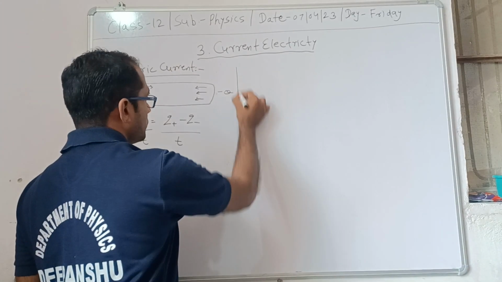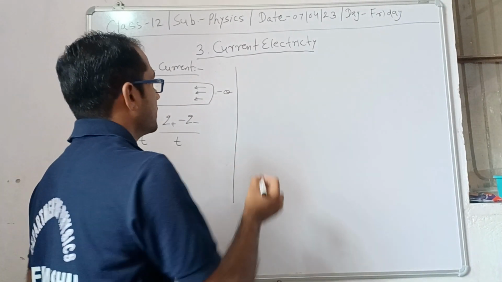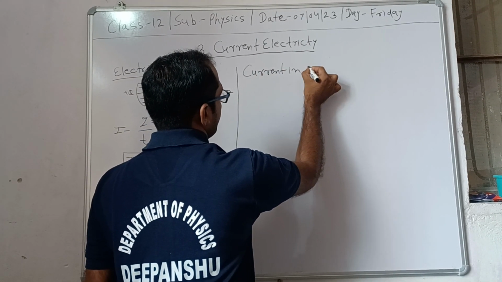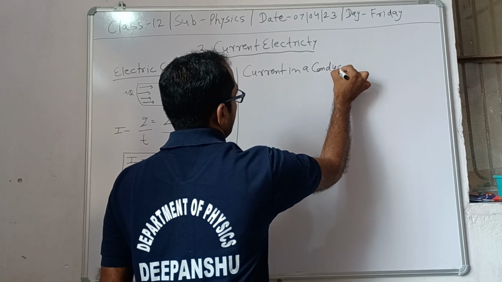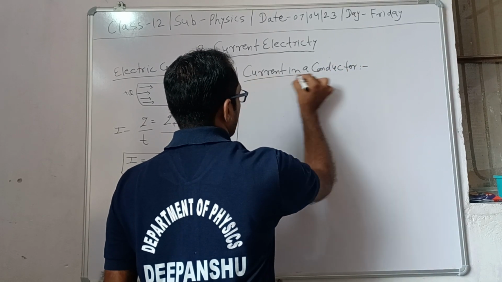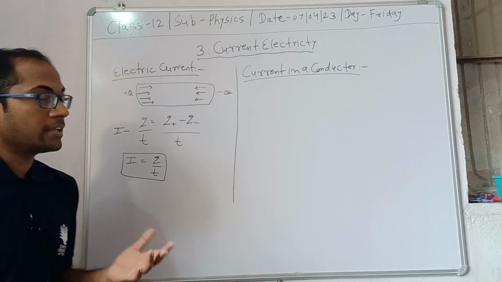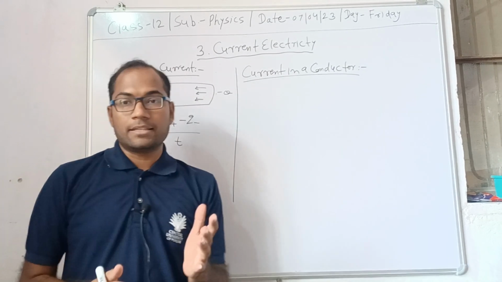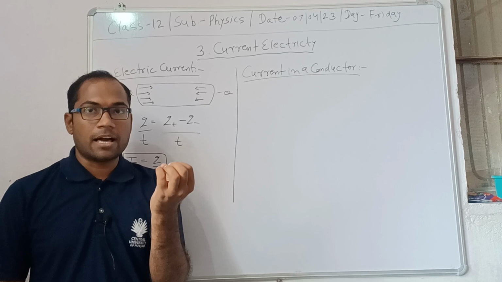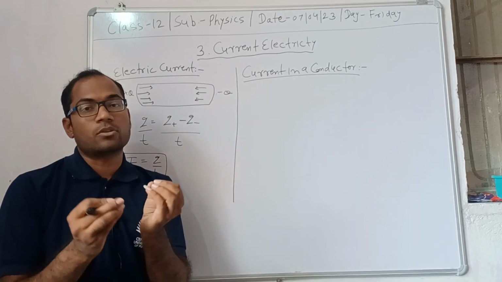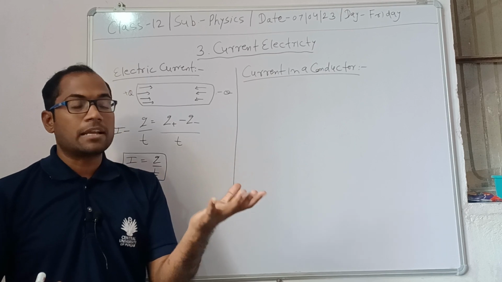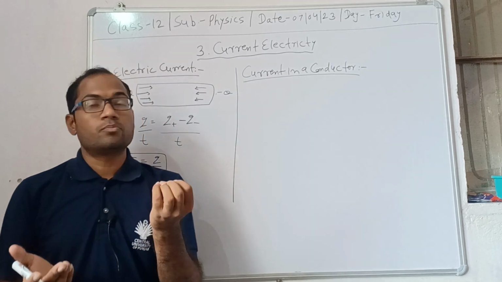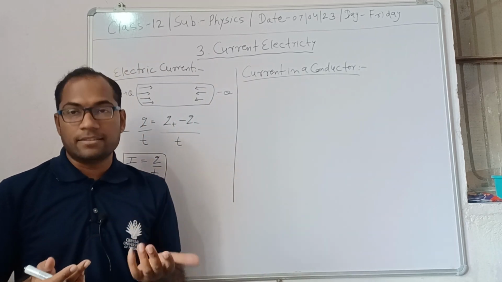Then we are discussing the current in a conductor. In a conductor, how does current flow, and what type of current flows? Basically, we know that in a conductor free electrons are available, and the number of free electrons is large, so the free electrons are the majority charge carrier in this conductor. The positive charge is the minority charge carrier in this conductor.